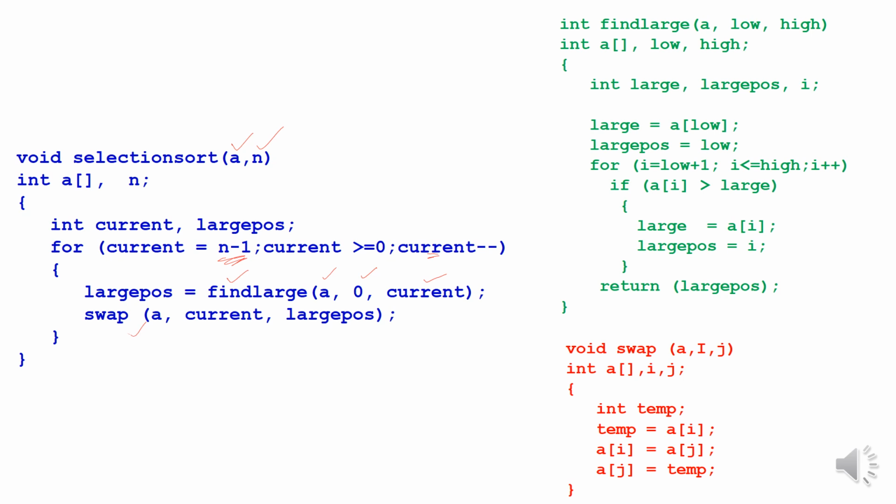In every pass we are finding the largest element. Then we are swapping the largest element's position with the last element. Current is the last element. So here this is the find large function. This find large function returns the position of the largest element. Then swap swaps two elements, that is the position of the largest element and the last position of the array.